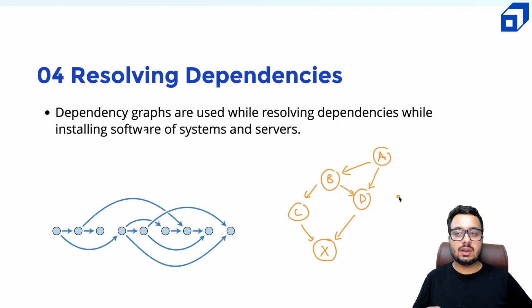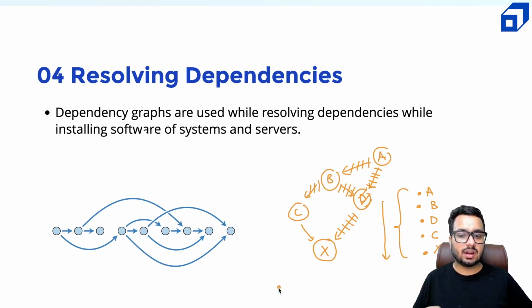Now, in such a scenario, if I have to install the dependencies, what is the first thing I will install? Of course, I will install A. If I install A, then B and D do not have any dependency. So either I can go with B or I can go with D. So I can install B and D. If I have installed B and D, then X has only one dependency, that is C. So I can install C and then I can install X. If I install the dependencies in this order, my software will be installed correctly.